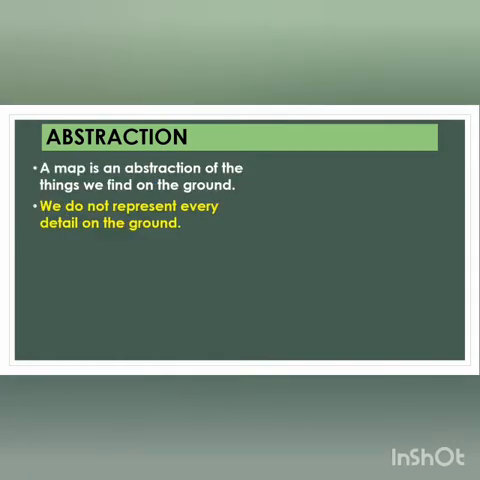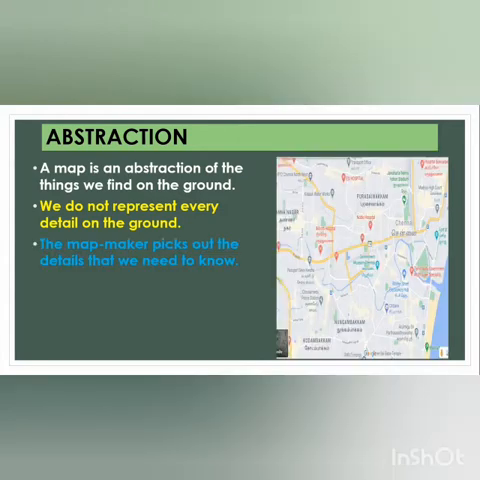Now, let us see an example. A map is an abstraction of the things we find on the ground. We do not represent every detail on the ground. The map maker, that is the map developer, picks out the details that the user needs to know. Different maps are drawn for different purposes and so use different abstractions, that is, they hide or represent different features. For example, we know about Google Map, right? Nowadays, we are using Google Map to reach unknown places.